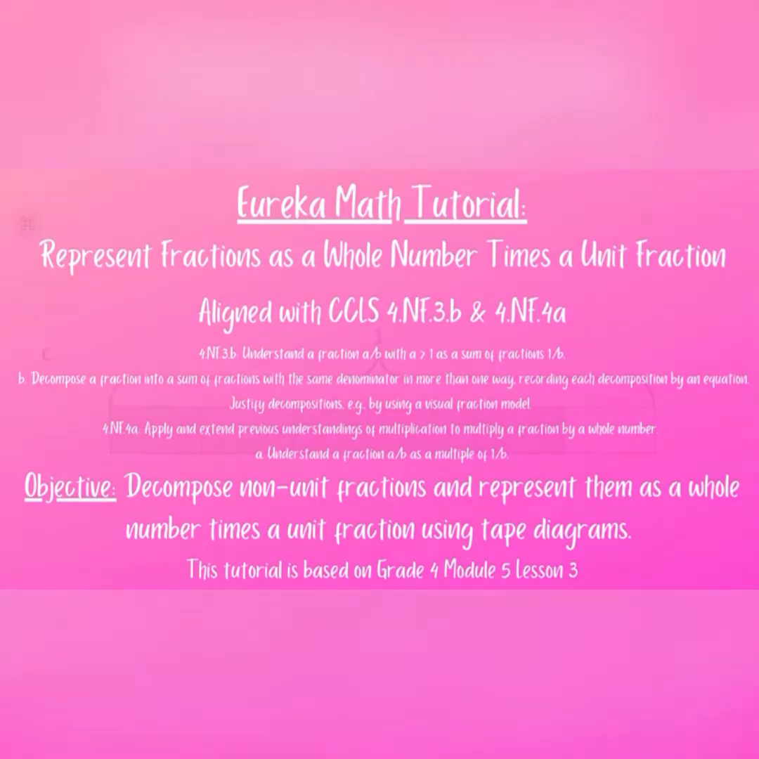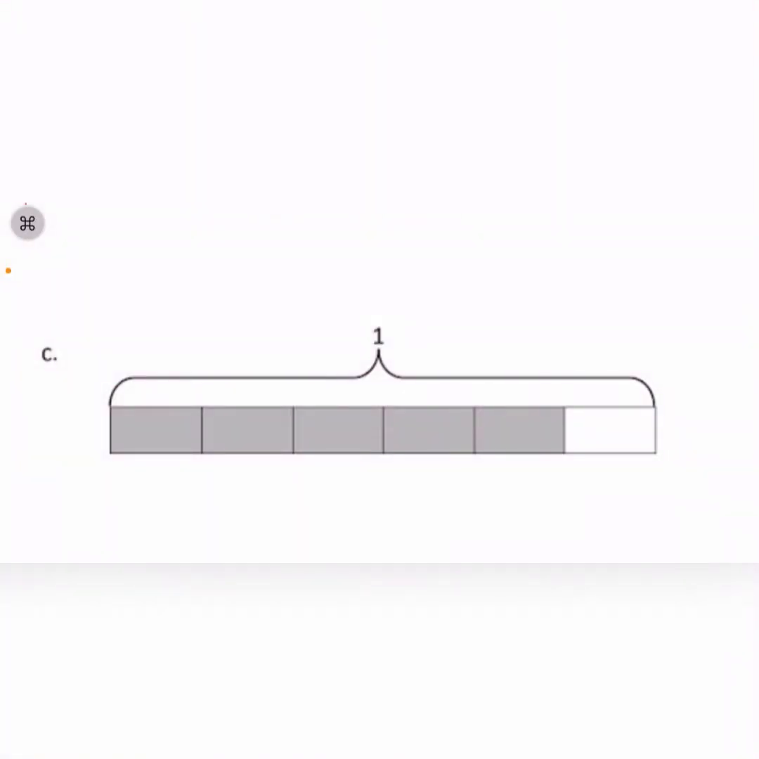Okay, let's get started. The directions for our first problem state to decompose each fraction modeled by a tape diagram as a sum of unit fractions. Then write the equivalent multiplication sentence. Take a look at our tape diagram. You can see the number 1 on top with the line showing that this entire tape diagram represents one whole. In this problem, we are not dealing with improper fractions. This one is under one whole.